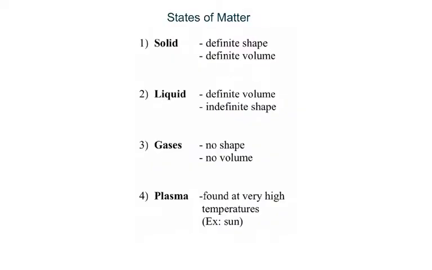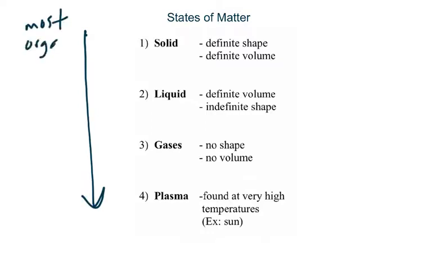Now, if we look at each individually, the solid, as I said earlier, is the most organized state. Notice if you go from top to bottom, you're going from most organized over here. So we're going to put here order. And the solid has a definite shape, definite volume. A liquid has two, one out of the two here. You see, a liquid does have a definite volume.